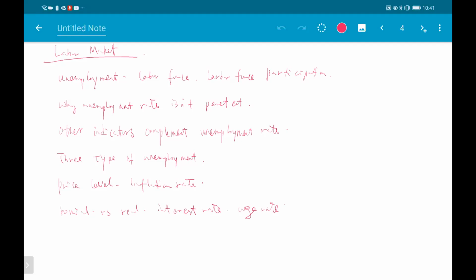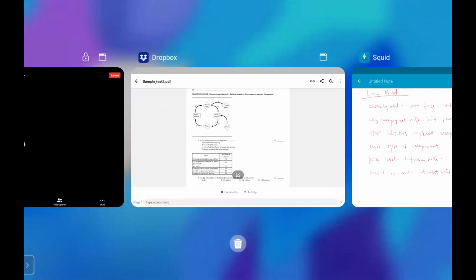right? So here I only give you an overview. There are other topics we may have discussed, but I haven't put them in this short note. Just go to your slides. And now we go to the practice questions.